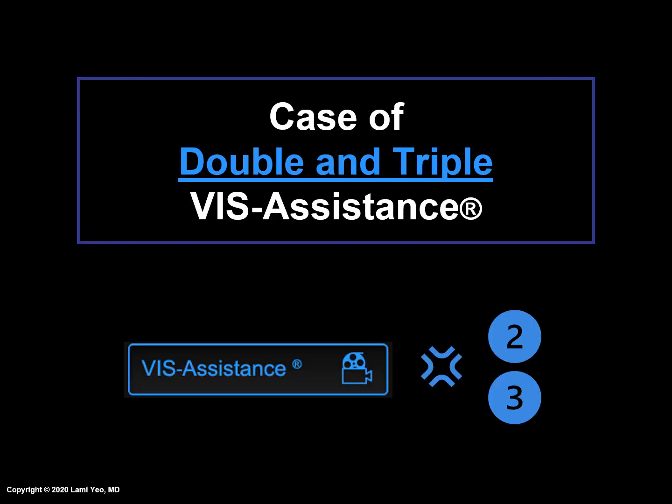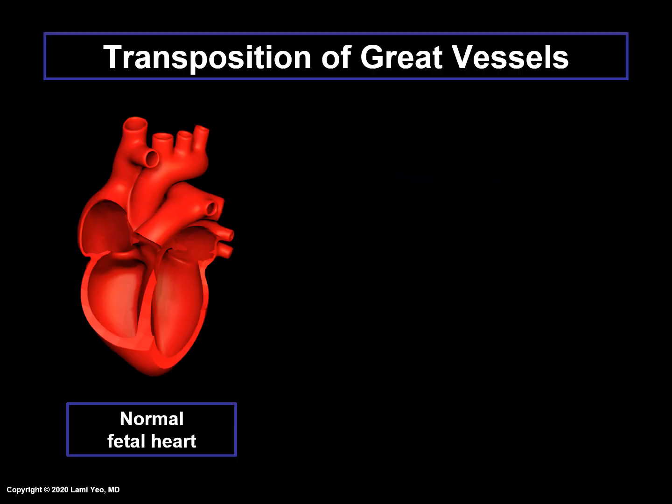We would now like to present a case of transposition of the great vessels in which double and triple VISA Assistance were vital in making the diagnosis. Normally, the great vessels cross as they arise from their respective ventricles. The right ventricle is connected to the pulmonary artery, while the left ventricle is connected to the aorta.